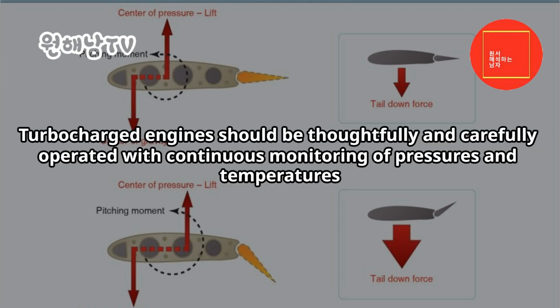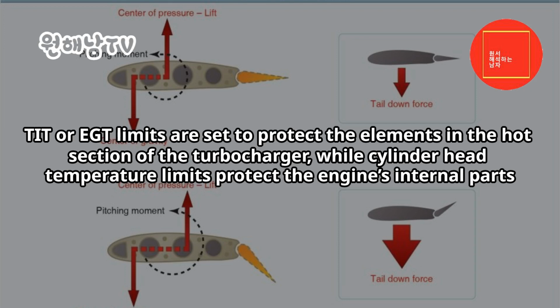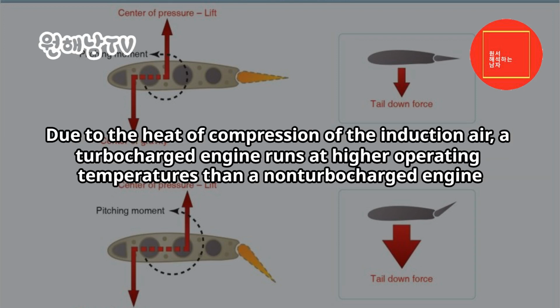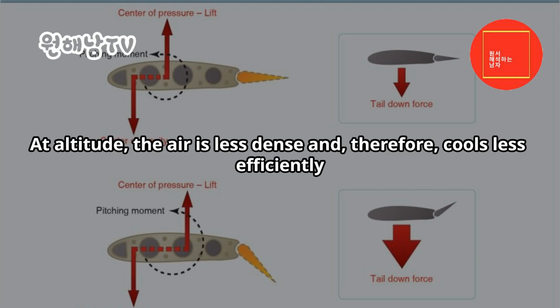Heat management. Turbocharged engines should be thoughtfully and carefully operated with continuous monitoring of pressures and temperatures. There are two temperatures that are especially important: turbine inlet temperature, TIT, or, in some installations, exhaust gas temperature, EGT, and cylinder head temperature. TIT or EGT limits are set to protect the elements in the hot section of the turbocharger, while cylinder head temperature limits protect the engine's internal parts. Due to the heat of compression of the induction air, a turbocharged engine runs at higher operating temperatures than a non-turbocharged engine. Because turbocharged engines operate at high altitudes, their environment is less efficient for cooling. At altitude, the air is less dense and, therefore, cools less efficiently.